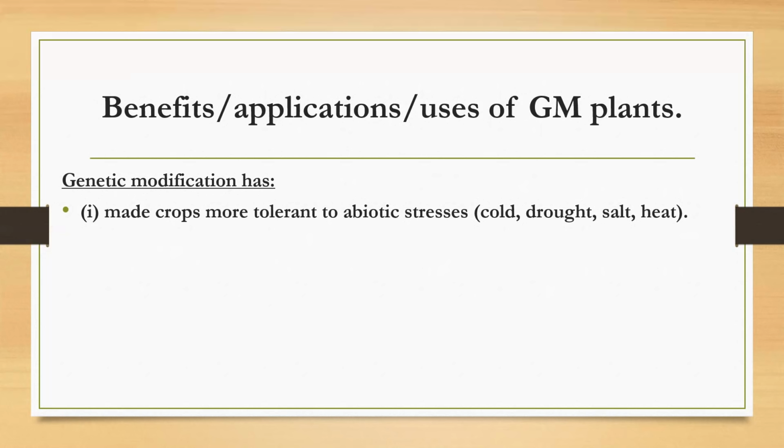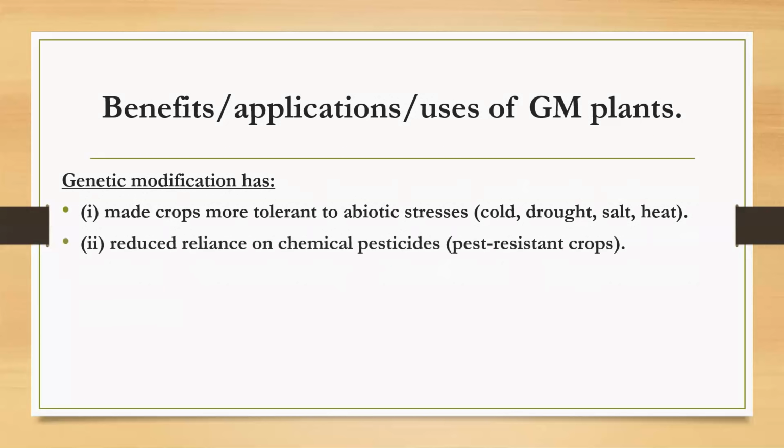The abiotic factors include temperature, pH value, or salinity. So various kinds of abiotic factors also influence the growth of a plant. Normally the genetically modified plants are produced in such a way that they are more tolerant to abiotic stresses, such as cold resistant, drought resistant, salt resistant, heat resistant, and temperature resistant plants. So this is one application, one benefit.